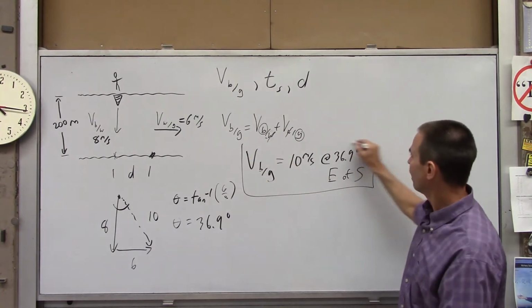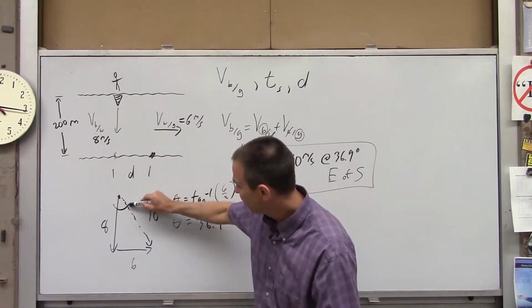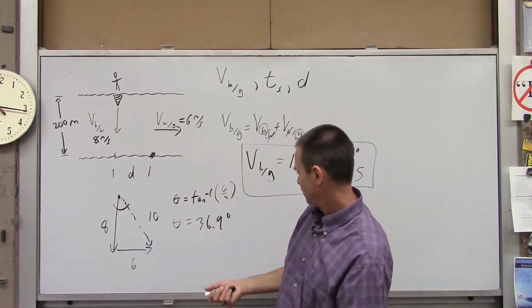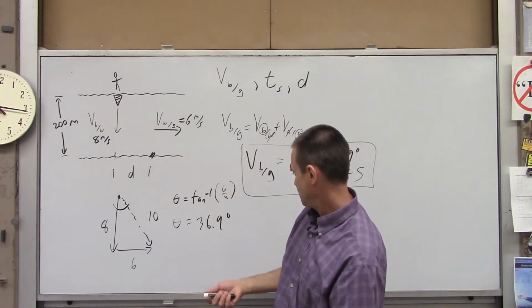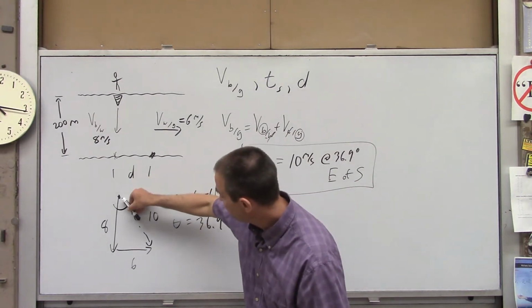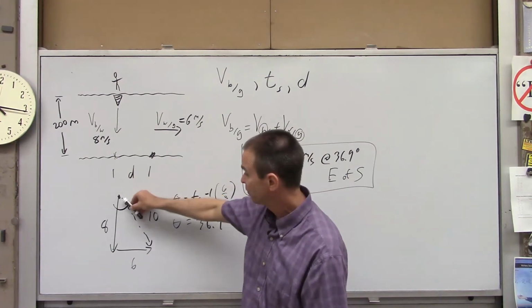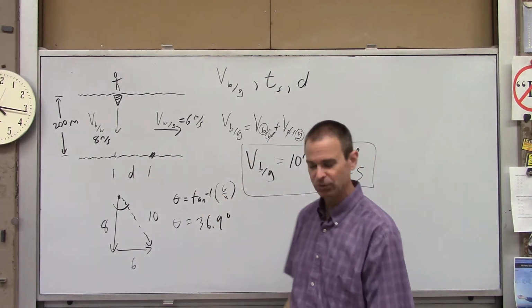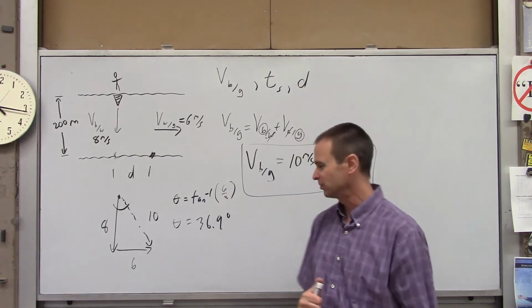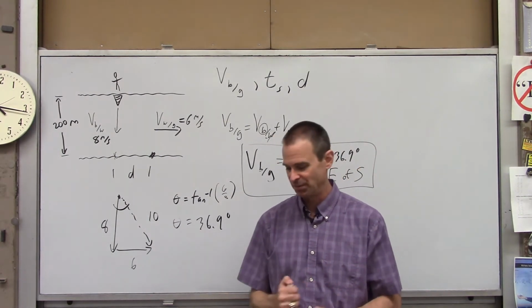Now there are other ways to express that angle. For instance, you could do the complement, which would be 63.1 degrees, and you could say 63.1 south of east, or you could say 63.1 degrees from the shore. Those all mean the same thing. As long as you mark the angle and you're clear on your description, that should be fine.